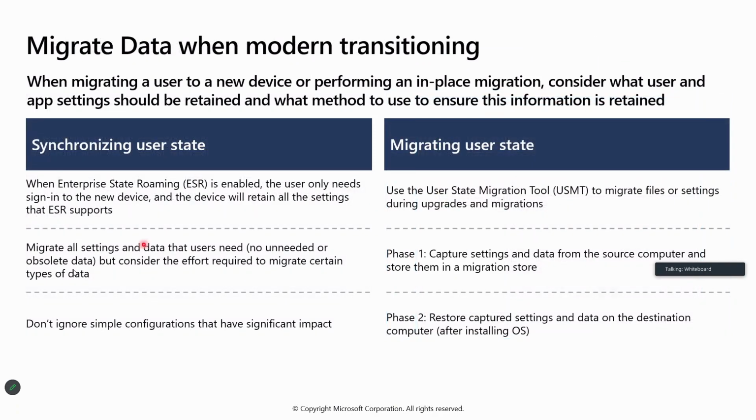Okay, migrating data. So we've still got the user state migration tool. We've mentioned that, so I can still use that. Capture settings and data from the source computer, store them in the migration store, and then restore those captured settings. So this is my ScanState. This is my LoadState. It comprises two components. The user state migration tool, USMT, has been around since XP days. So it just gets upgraded for every consecutive version of the operating system. Or in the more modern method, I could be using things like Enterprise State Roaming and Known Folder Move. So in other words, my stuff is sitting in the cloud. So I might have minimal data that needs to be migrated.